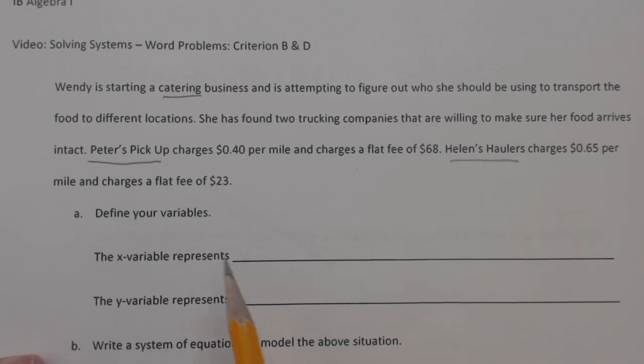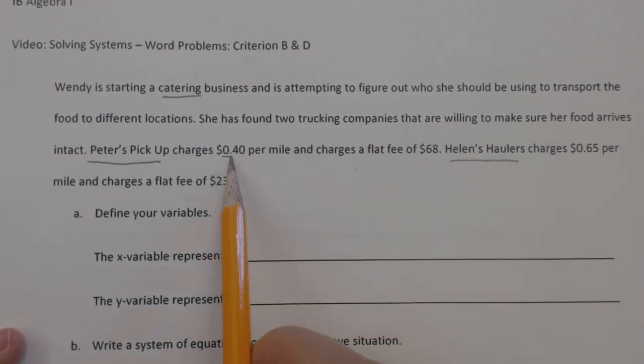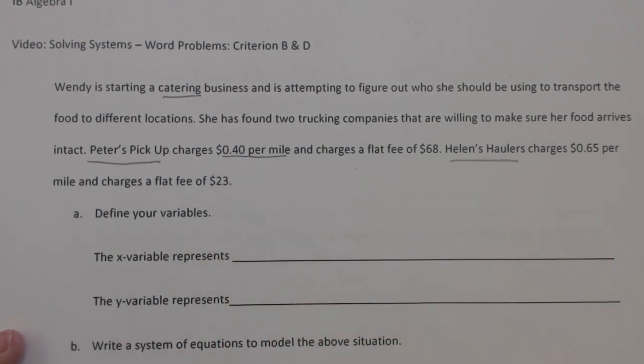So let's go. First is to define your variables. We have to know what we're talking about. We have to know what the x variable is, what we're going to be inputting, and what the y variable is, what we're going to be getting out. Let's look for some keywords such as per, each, for, one, and I see right here 40 cents per mile. Per mile makes sense because they need to take the food from one location to the other. So our x variable is going to be the number of miles that we travel.